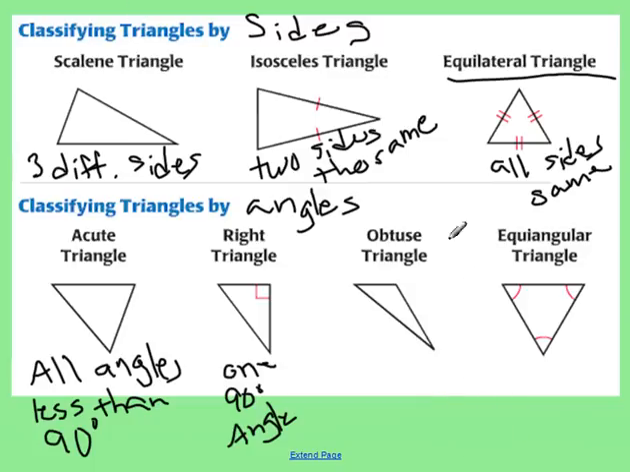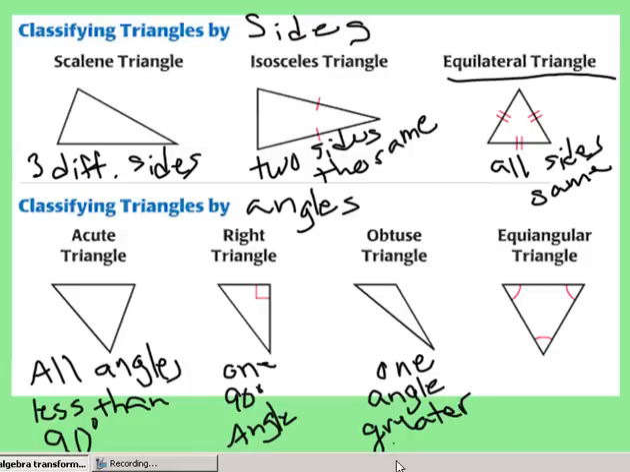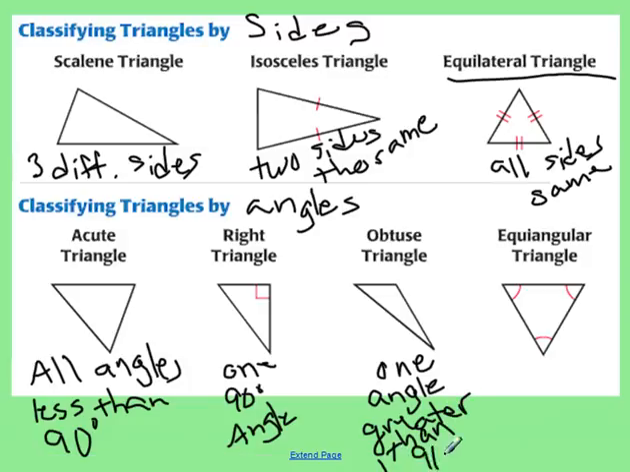An obtuse triangle has one angle that is obtuse, and an obtuse angle is an angle greater than 90 degrees. This is another triangle where you can't possibly have two obtuse angles. If you have one obtuse angle, the other ones have to be less than 90 degrees for it to make a triangle in the first place.